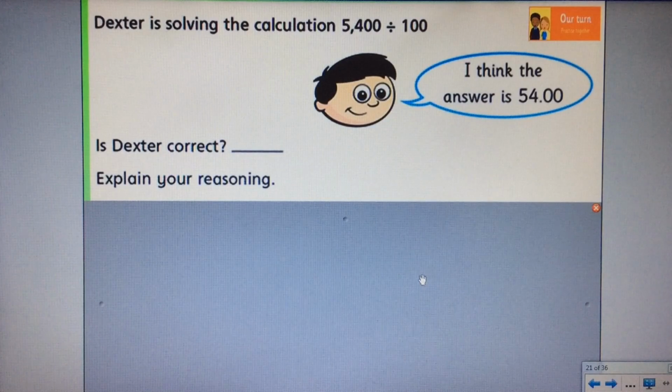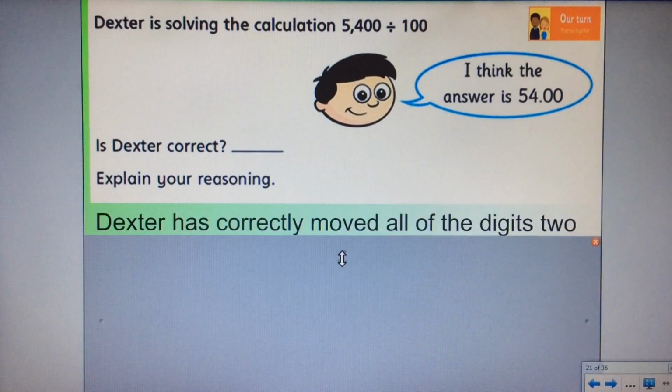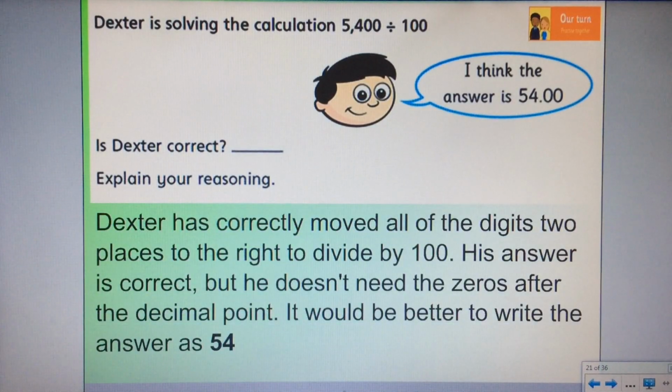Okay, so I might write something like this. Dexter has correctly moved all of the digits 2 places to the right to divide by 100. His answer is correct, but he doesn't need the zeros after the decimal point. It would be better to write the answer as 54. So that was a bit of a trick question. He was actually correct. He's not put a wrong answer, but he could have written the answer as just 54 without the zeros.